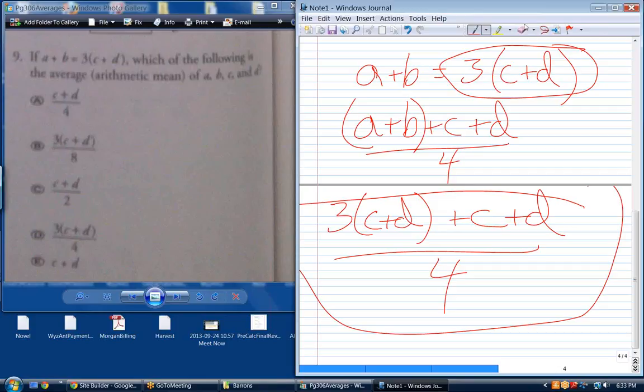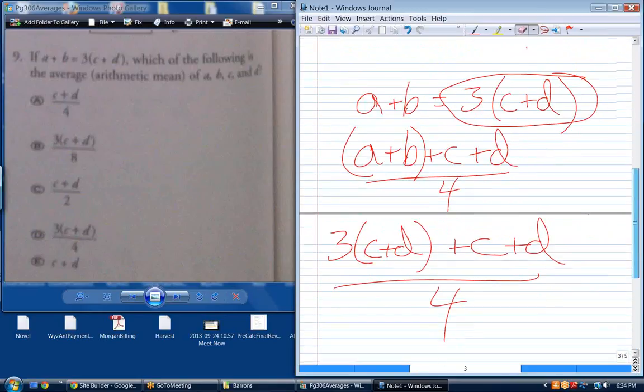Simplify that. What do we got? You have 3C plus 3D, right? So you have 4C plus 4D. Divided by 4, you have C plus D. E. Beautiful.